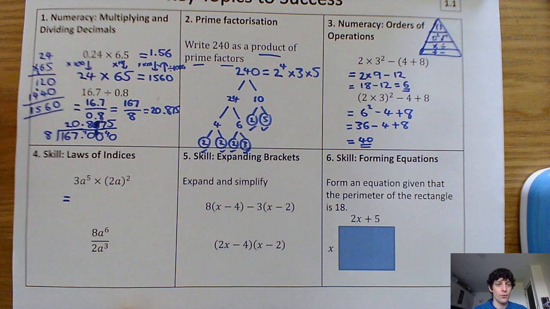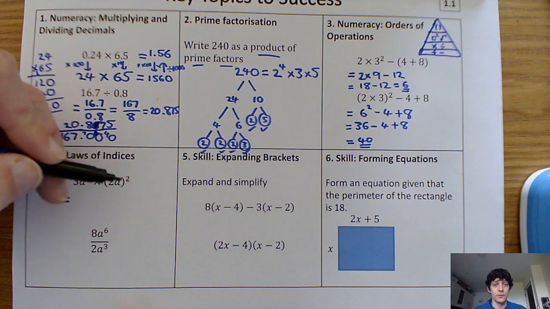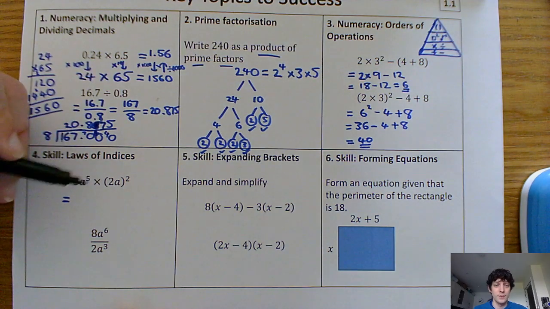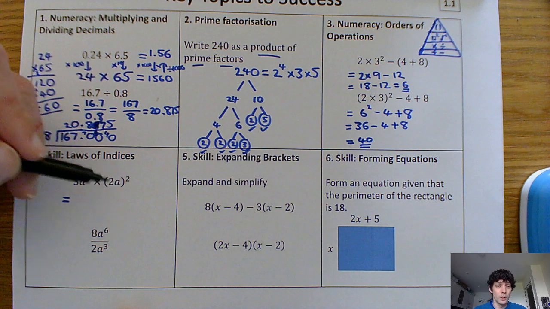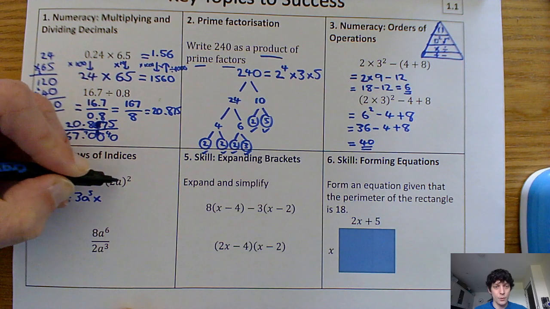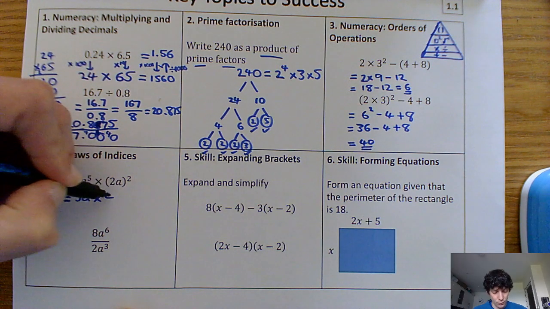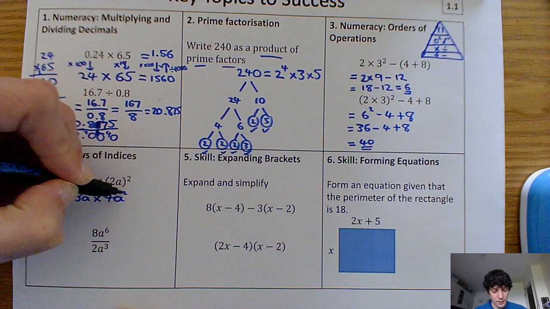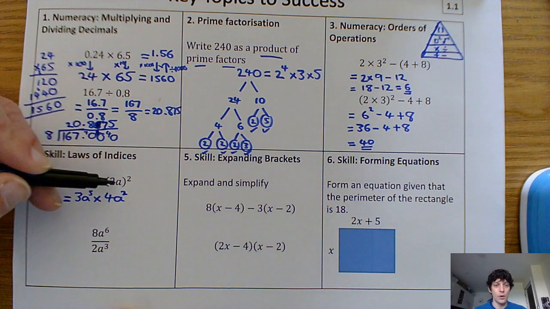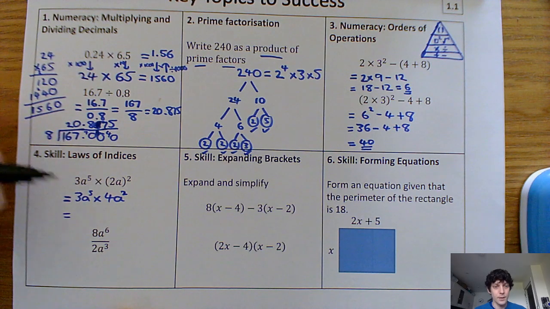So here I've got 3a to the power 5 times 2a squared. I'm going to sort this out first. I'm still using my orders of operation effectively. So the squared I want to look at first. 2a squared is 2a times 2a. I've got 2 times 2 is 4. A times a is a squared. Okay, don't forget to apply the power to that number as well in questions like that.